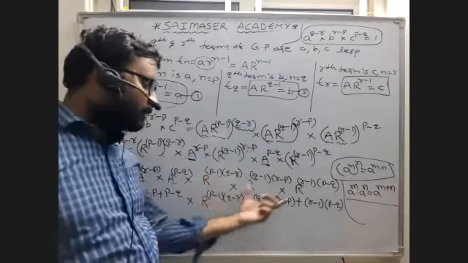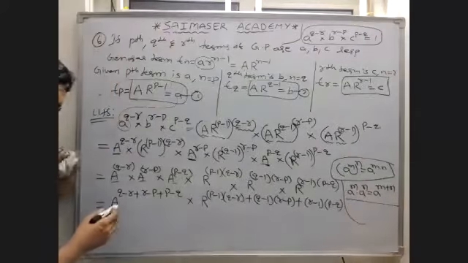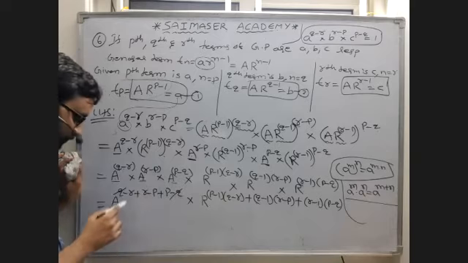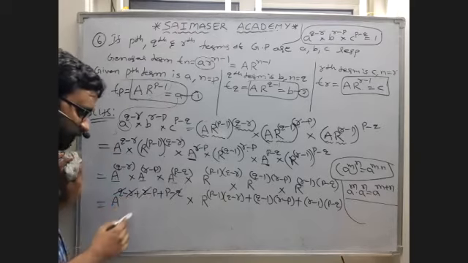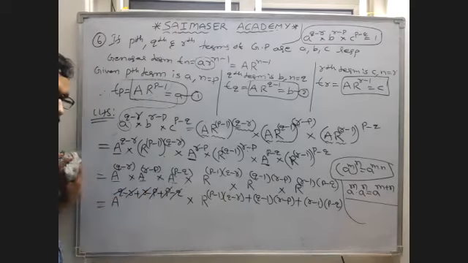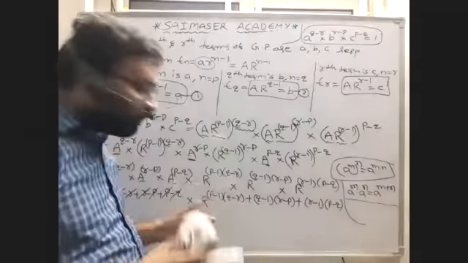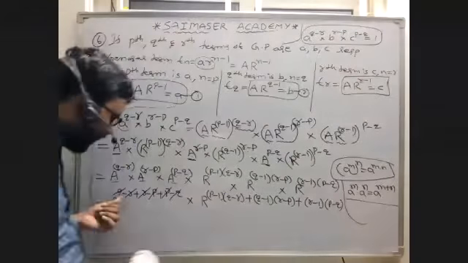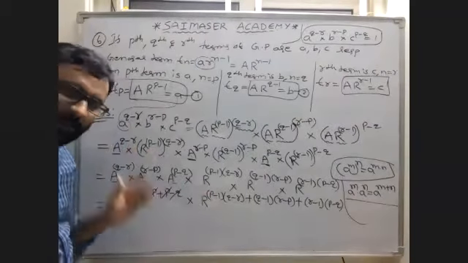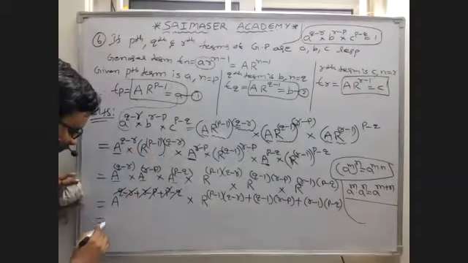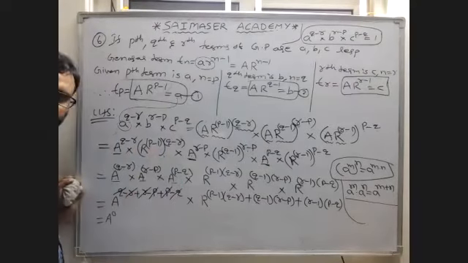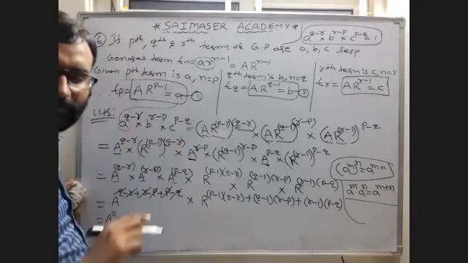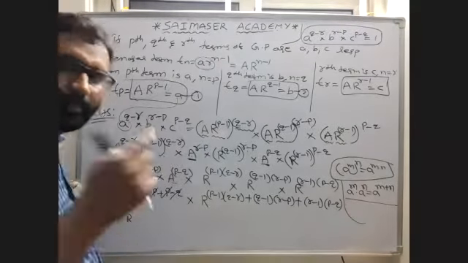If you observe for a power, plus q minus q cancel, minus r plus r cancel, minus p plus p cancel. But here we can't cancel directly. We have to multiply first, then we can cancel. So here all terms get cancelled, and the remaining is a power 0 into r power 0. Also you will get 0, but I will do the calculation.